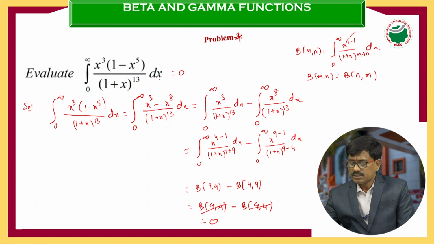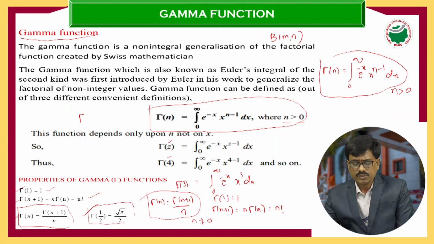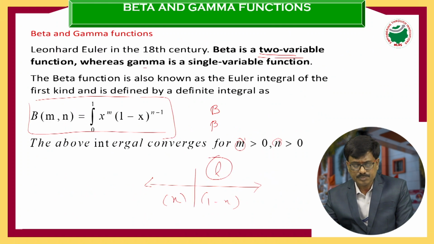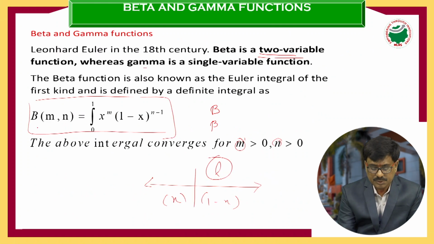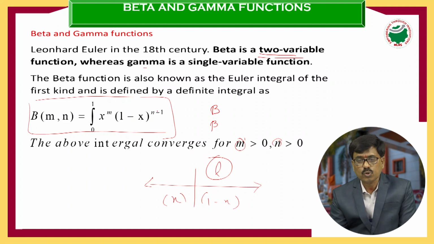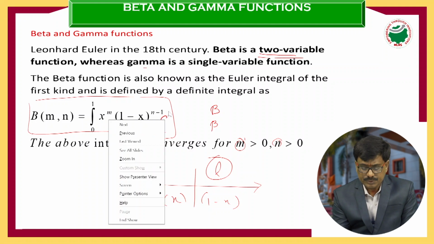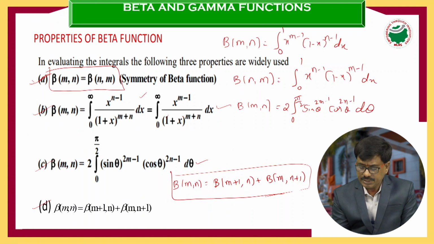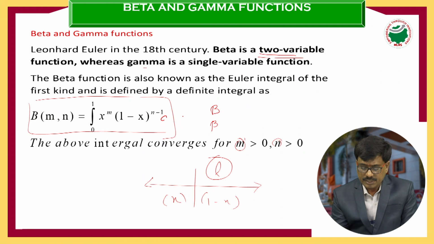Okay, in a similar manner we can extend all the functions. Let me talk about only the definition of the beta function. What is the beta function definition? Beta of m comma n equal to integral 0 to 1 x power m minus 1 into 1 minus x whole power n minus 1 into dx.